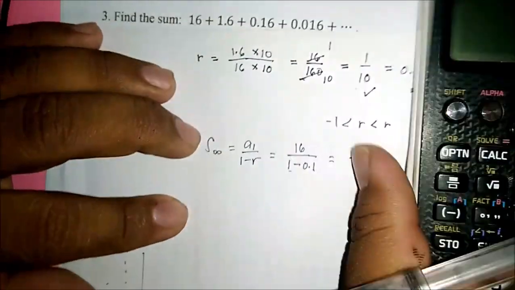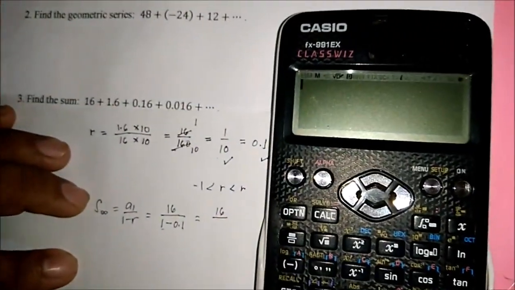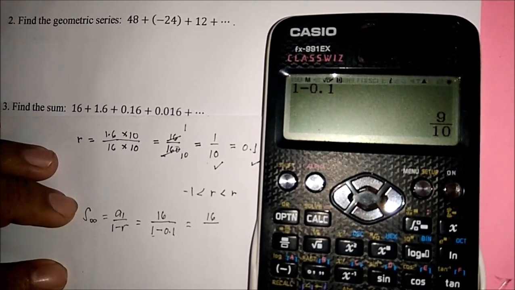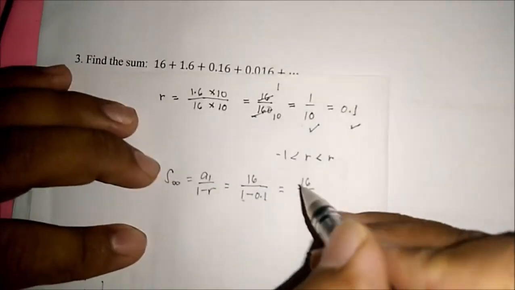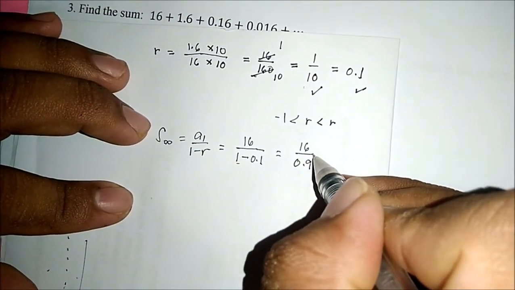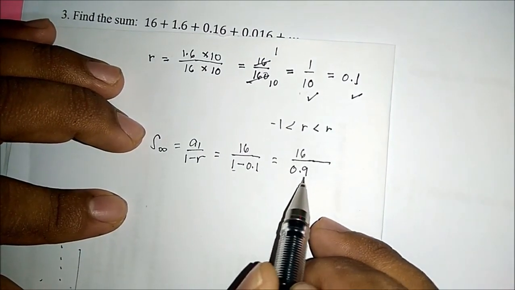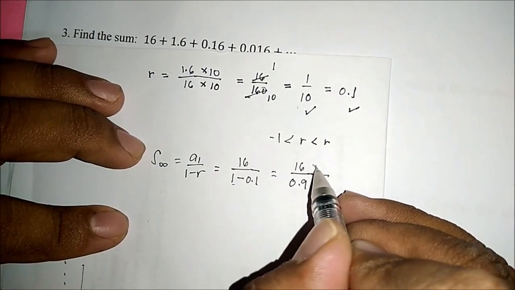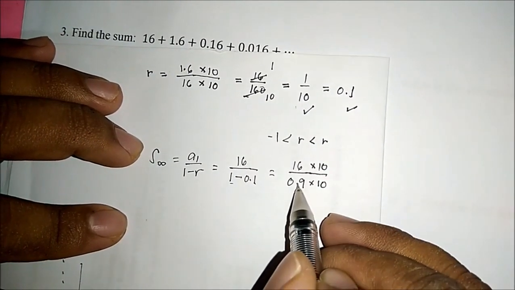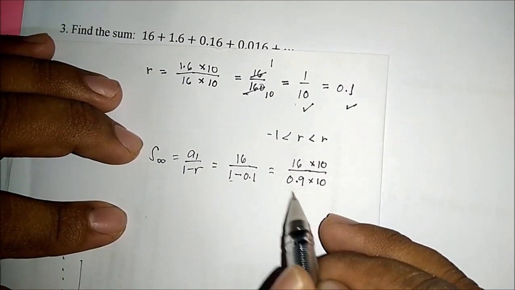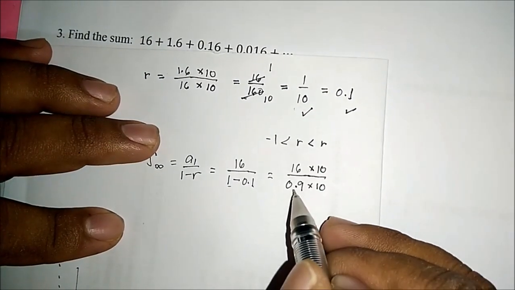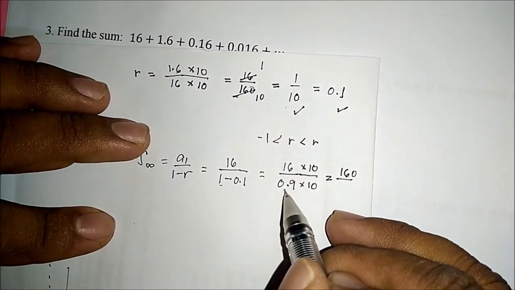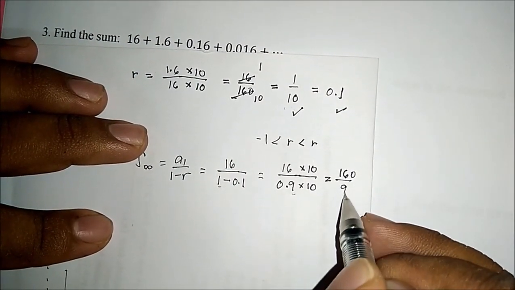1 minus 0.1 would be 9 over 10 or 0.9. Since we have a decimal in the denominator with one decimal place, let's multiply this by 10 and also the numerator by 10, so we could get rid of the decimal number. So this is 16 times 10, that's 160, and 0.9 times 10 would be 9.